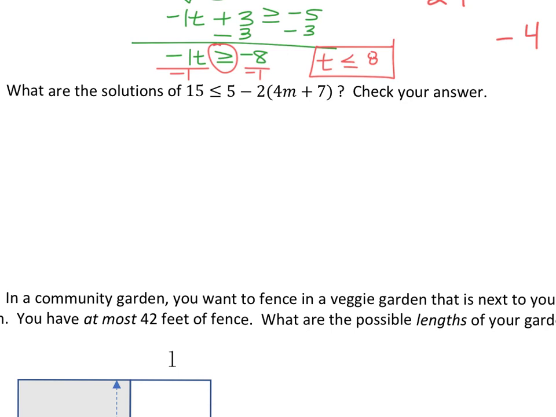What you need to watch out for here: this is what kind of number? It's a negative. So when you distribute it, you're distributing that negative with it, okay? So it's going to be 15 is less than or equal to 5, and then you have minus 8m, and then negative 2 times 7 would be minus 14, okay?